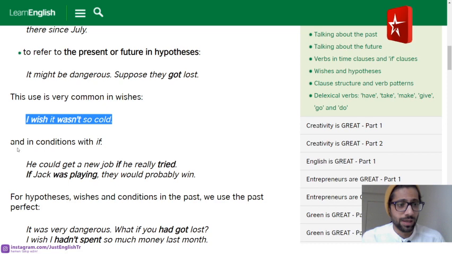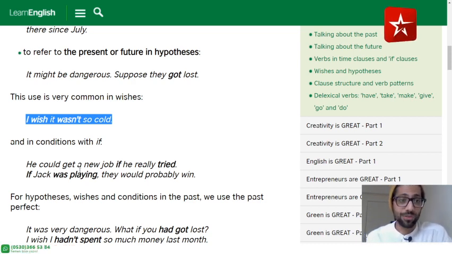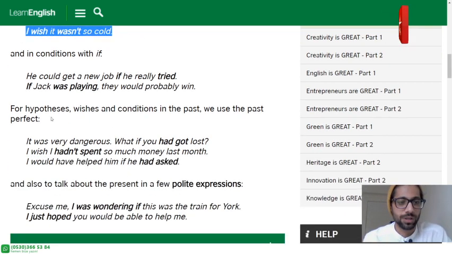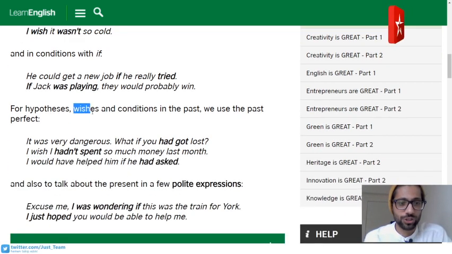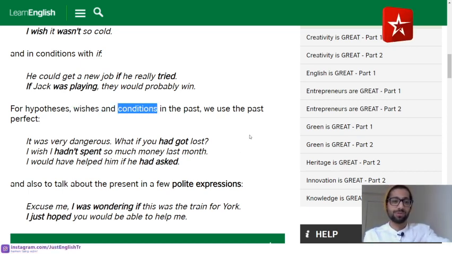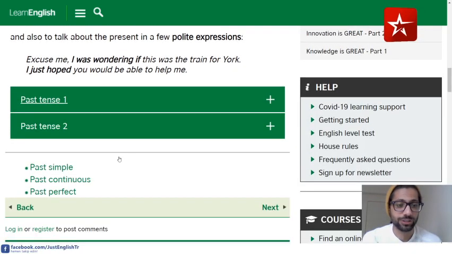And in conditions with if: you could get a new job if he really tried. If Jack was playing, they would probably win. This is also a type of wishing, hypothesis. He's imagining, what if Jack played? If Jack was there, everything would be perfect. So for hypothesis, wishes, conditions, in the past we use the past perfect and the combination of it here.